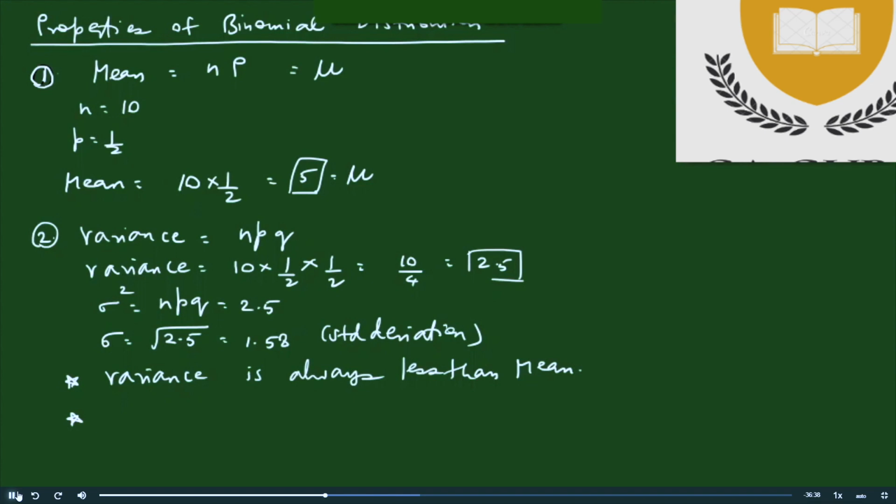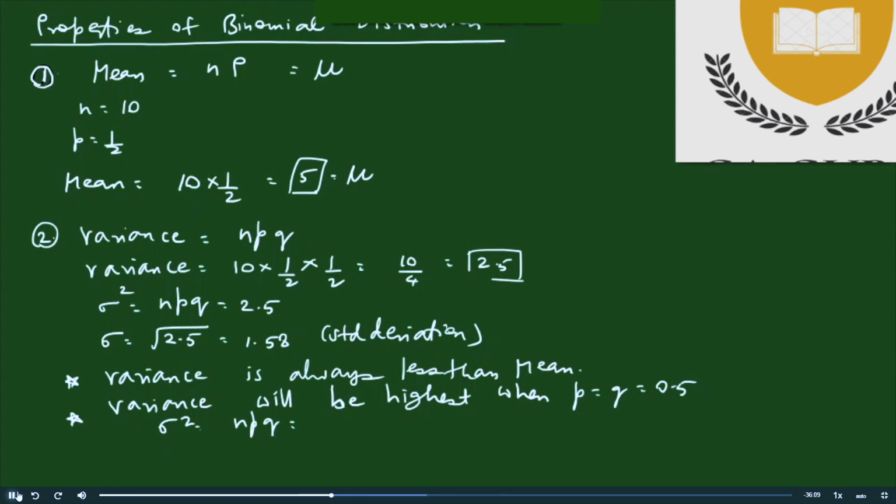The second is equally important. Variance will always be highest when p is equal to q is equal to 0.5. When p is equal to q is equal to 0.5, the variance npq is n into 1 by 2 into 1 by 2, which is n by 4. So n by 4 is the variance, and at that point your variance will be the highest in that particular scenario.